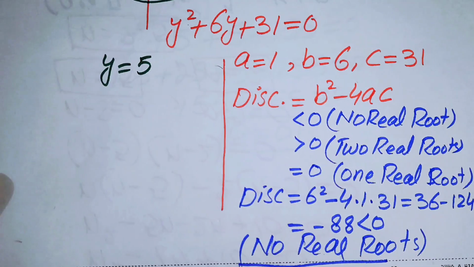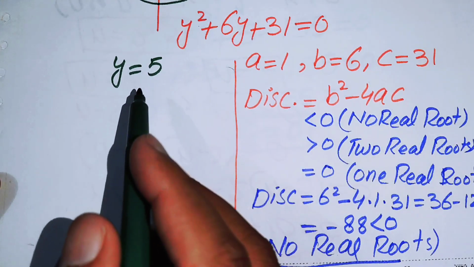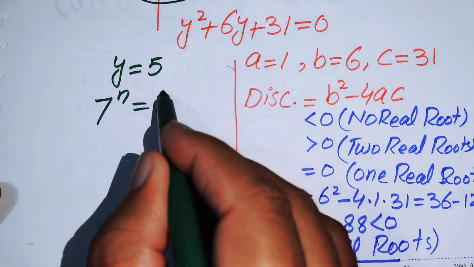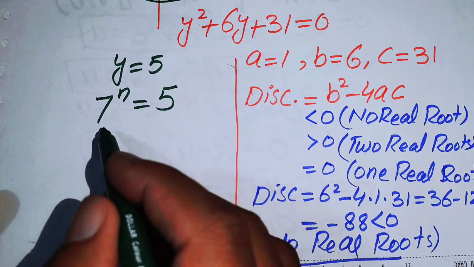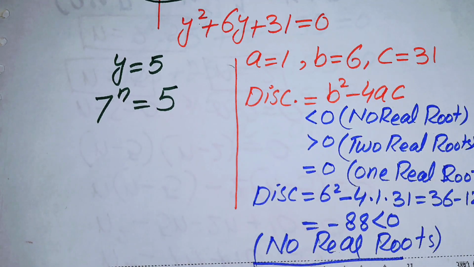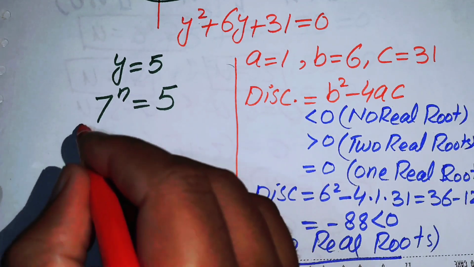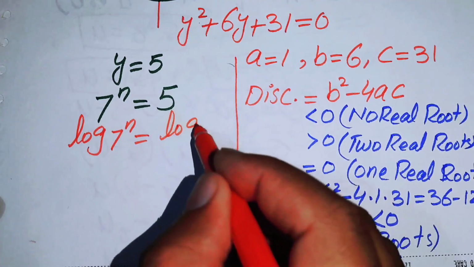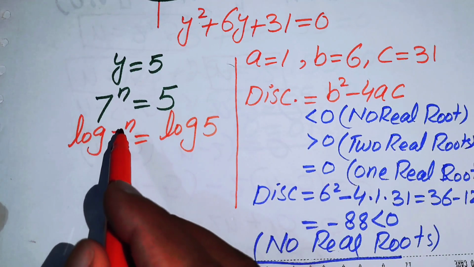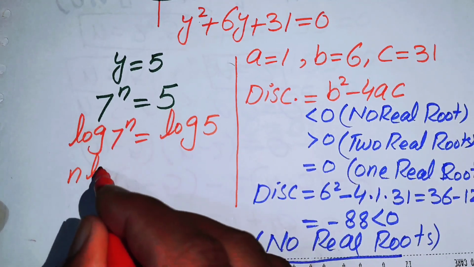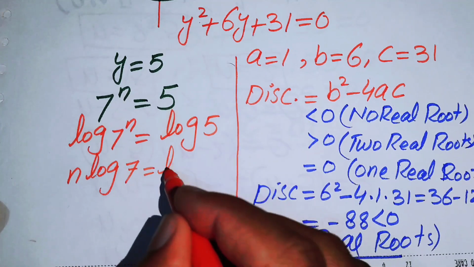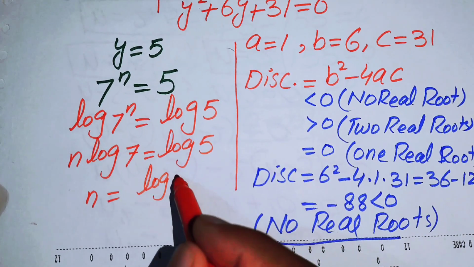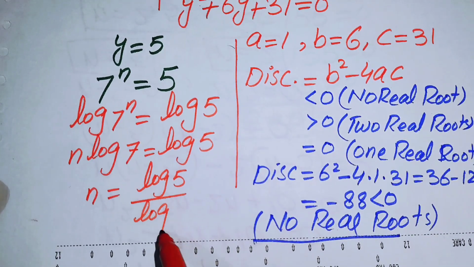Which I can find is y is equal to 5. So here you see that y equal to 5 is the only solution, and at the start of the question I took y as 7 to the power of n, so 7 to the power of n is equal to 5. Now we can take the log on both sides and easily find the value of n. So you will get log of 7 to the power of n is equal to log 5, and here we apply the property of log and move the exponent in front of the log, and you will get n times log 7 is equal to log 5. So the value of n is log 5 over log 7.